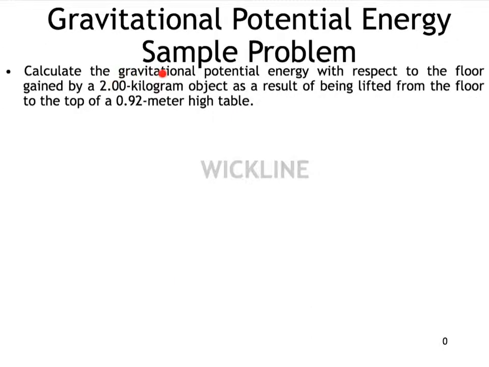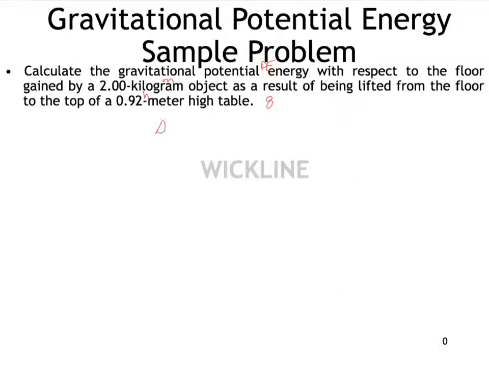Calculate the gravitational potential energy, so that would be measured in joules, with respect to the floor gained by a 2 kilogram object as a result of being lifted from the floor to the top of a 0.92 meter high table. So we're looking for potential energy, so I'll just put that here. And we have a mass, and we are going to assume we're on planet Earth, so we have a g, which is 9.81, and the 0.92 meter table is a height.